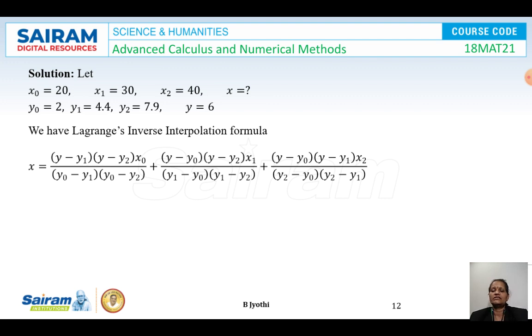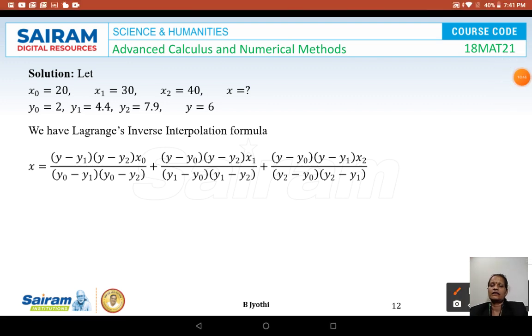And the Lagrange's inverse interpolation formula is given by x is equal to y minus y1, y minus y2 into x0 divided by y0 minus y1 into y0 minus y2, plus. Here we are writing only two terms because the highest here is x2 only. So we will be getting three terms for x0, x1 and x2, that is y minus y0, y minus y2 into x1 divided by y1 minus y0, y1 minus y2, plus y minus y0, y minus y1 into x2 divided by y2 minus y0 into y2 minus y1. This is the Lagrange's inverse interpolation formula.